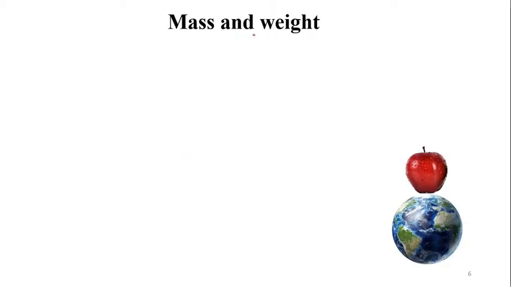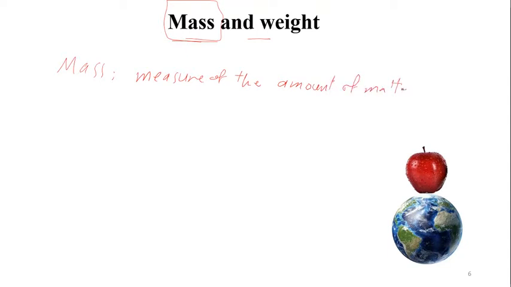If I look at another two properties, mass and weight, there is a difference between the mass of an object and its weight. Mass is a measure of the amount of matter in an object. It is not dependent on the location, which means the mass of an apple on Earth is the same as the mass of an apple on the moon.